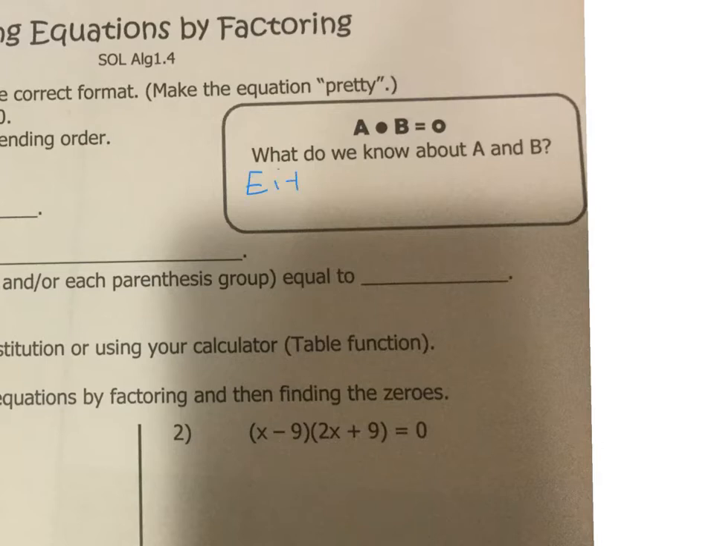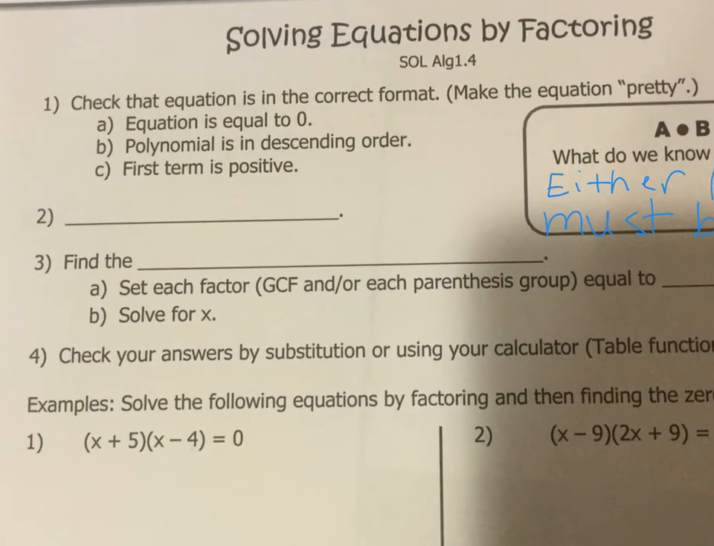So we know that either a or b must be 0. Okay, and again, we get back to the multiplicative property of 0. If you multiply any term by 0, your product is also going to be 0. All right, let's get back to the notes.